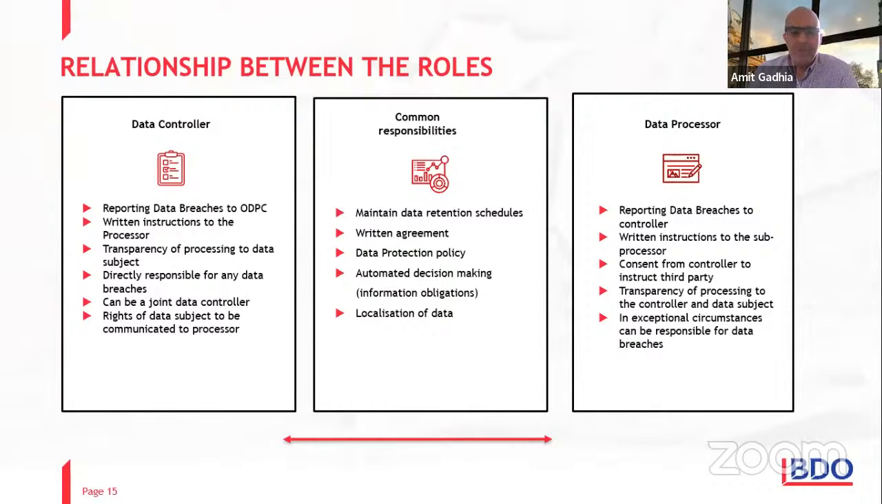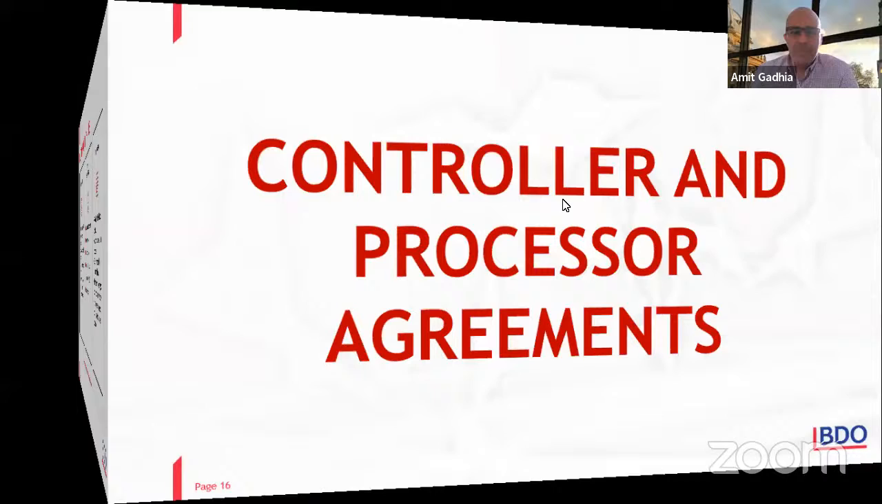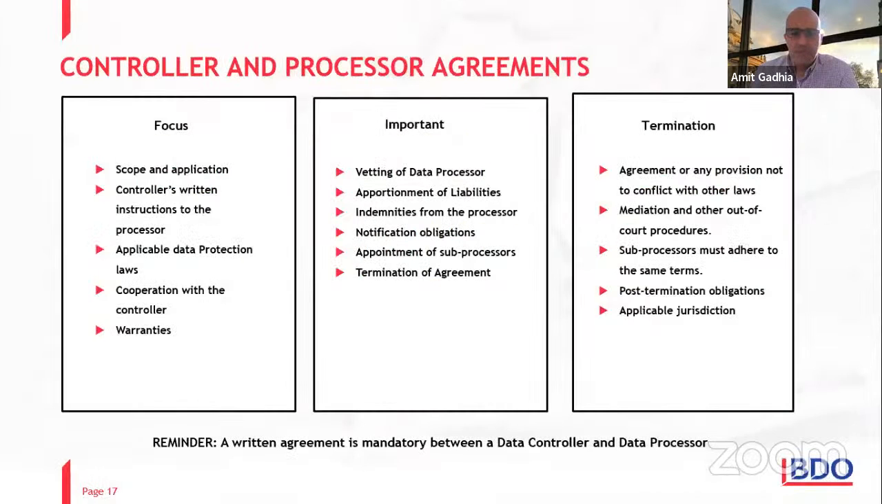Okay, now we will move on to the controller and processor agreements. Right, let's start with the agreements. This is a bit of a fun part. I have divided this into three specific areas to try to simplify it. There is a focus area. We have the important areas. Of course, the entire agreement is important, but for purposes of the data controller and data processing agreement, from a legal perspective, these are the important ones. And then, if there is termination, what are each party's obligations, okay?